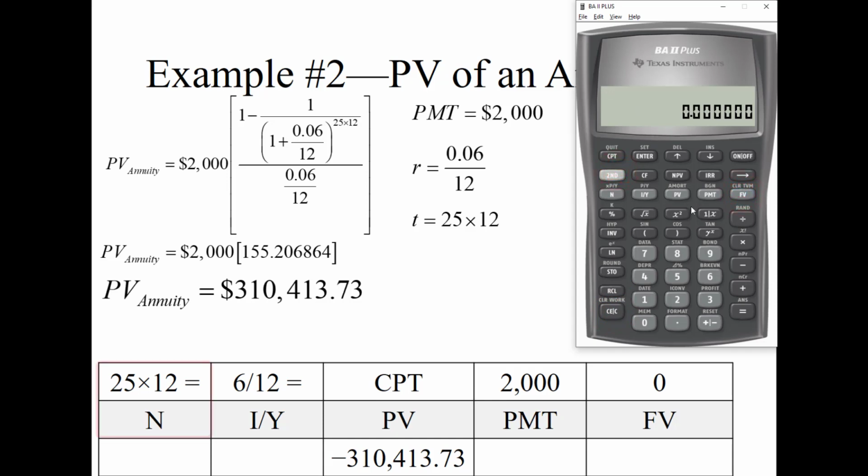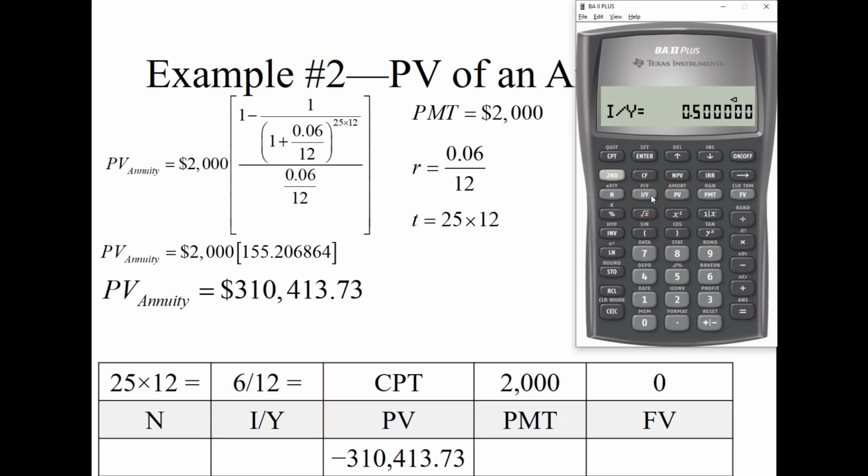So our N in this case is going to be 25 years times 12 months in a year. And so I'll hit 25 times 12 equals. And again, we need to make sure we hit equals. If not, it will store that 12. And then N. Our interest rate is going to be 6 divided by 12 equals. And then I'll hit IY.